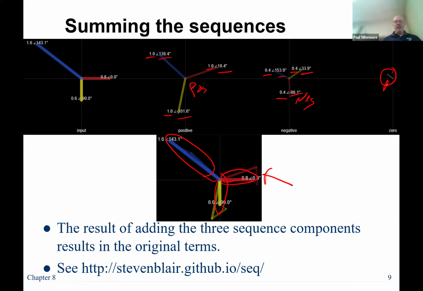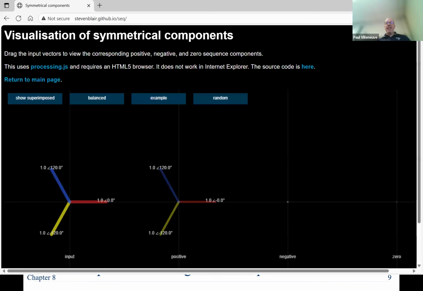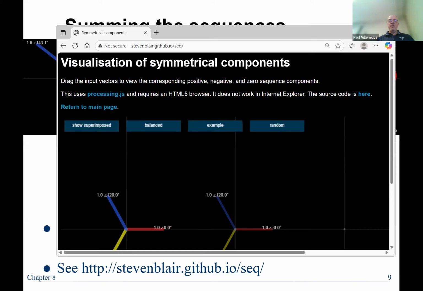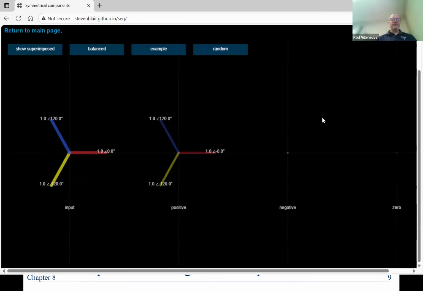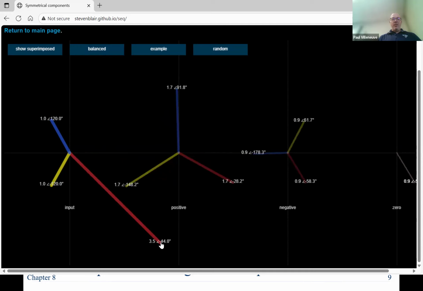So if you look, and we'll actually do this here. So this is that same system that we just looked at. So here's input, positive, negative, and zero. This one you can actually just drive. So let's make this one kind of long and crazy. You can see that that's not balanced, right? Look how wacky the red phase is. Its magnitude is much higher, 3.5 versus 1. And the angle, there is no 120-degree phase shift there.